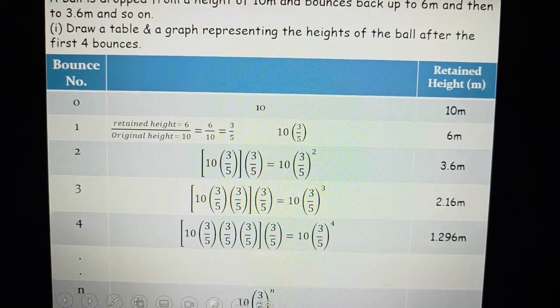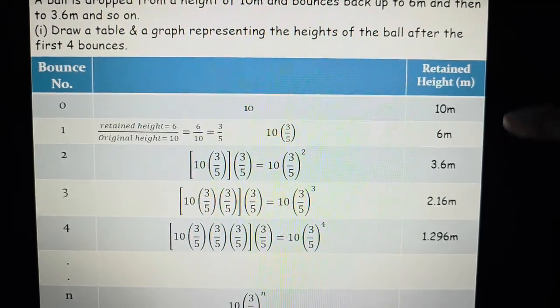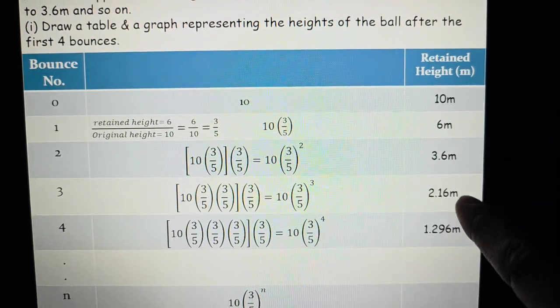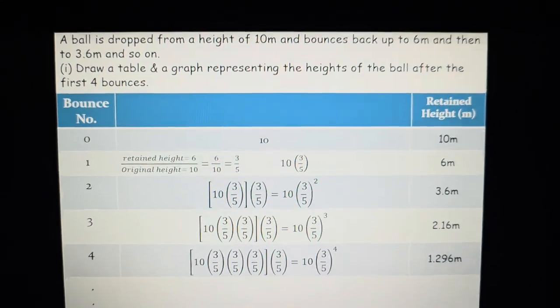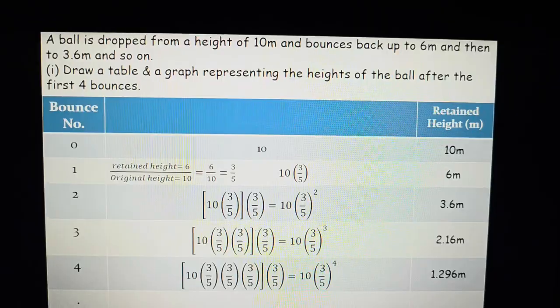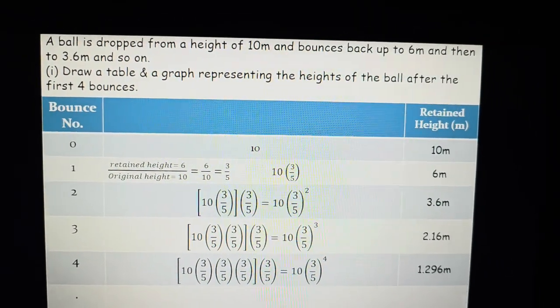So that means it bounced back up to 3/5 of its original height. Like 3/5 of 10 is 6. 3/5 of 6 is 3.6. 3/5 of 3.6 will give you 2.16. Okay, so it's bouncing back up to 3/5 of its original height. So basically it's losing 2/5 of its height on every single bounce, but it's going to retain 3/5, okay?